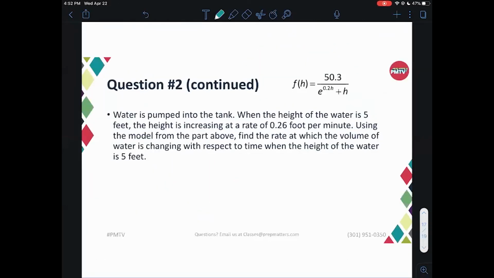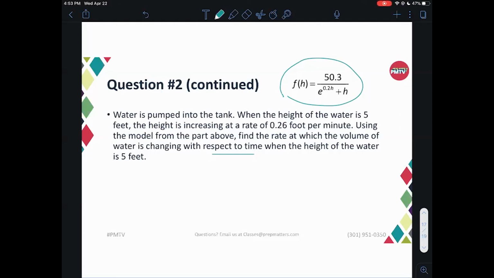All right, one more part. So part D of this same question, and then this is the end, I promise. So a seemingly unrelated question here. Water is pumped into the tank. When the height of the water is 5 feet, the height is increasing at a rate of 0.26 feet per minute. Using the model from the part above, so that's still referencing this, find the rate at which the volume of water is changing with respect to time when the height of the water is 5 feet. This almost sounds like a related rates question.